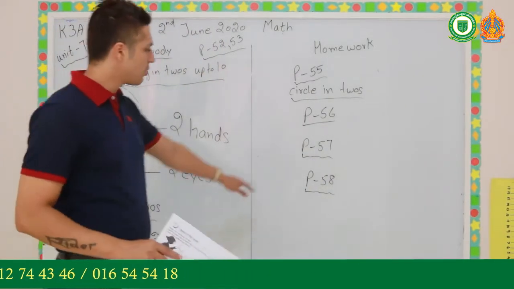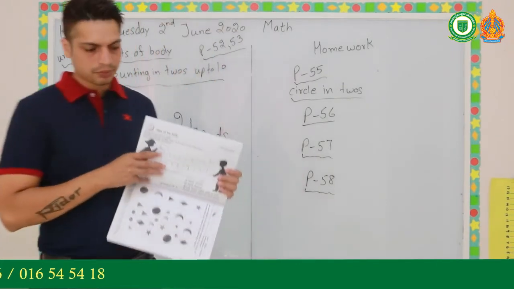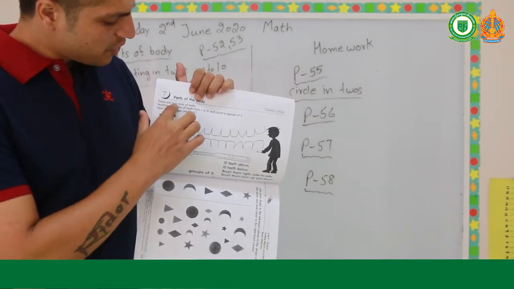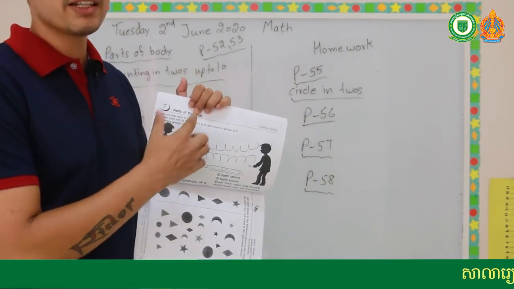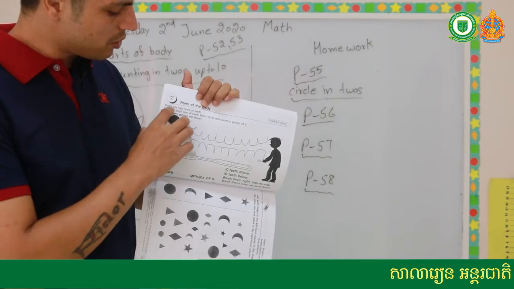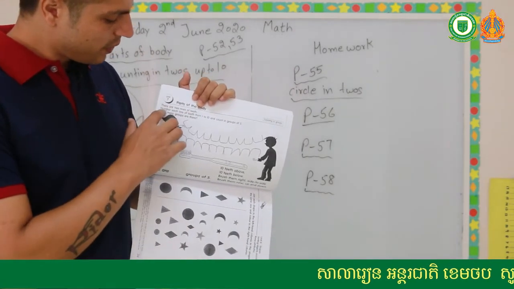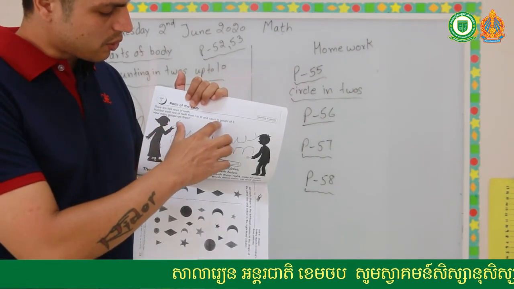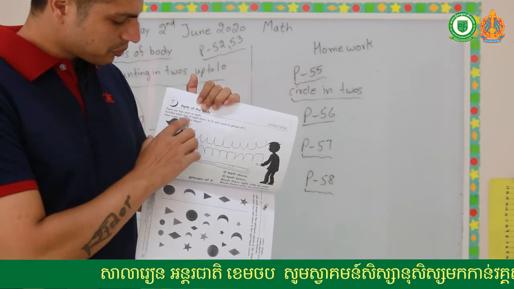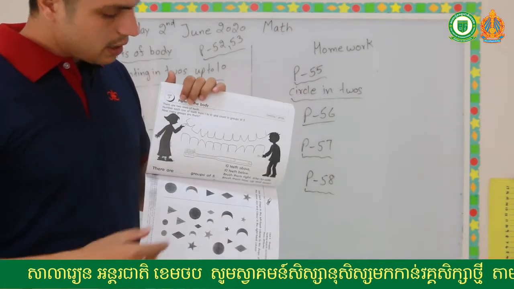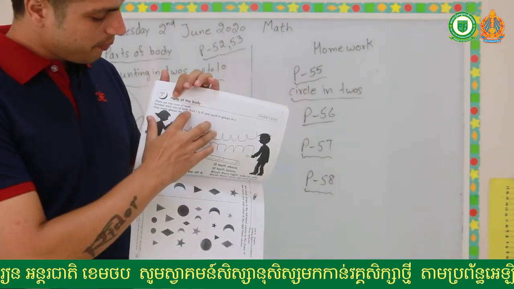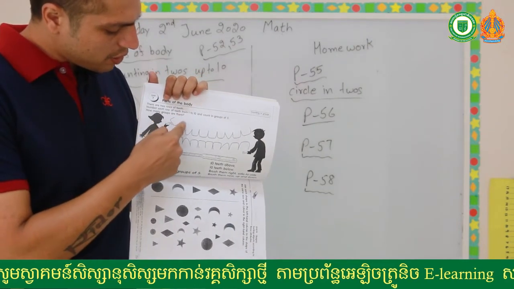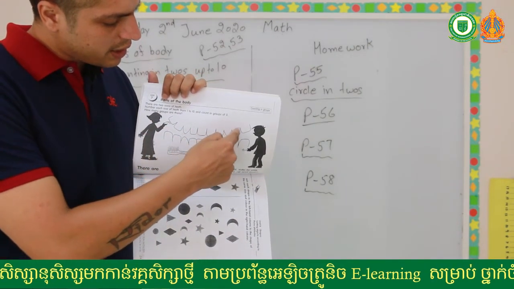Next, page number 58. Your next homework is on page number 58. There are 2 rows of teeth. We all have teeth in the mouth. So there are 2 rows of teeth. Number each row of teeth from 1 to 10 and count in groups of 5s. How many groups are there? So you need to number from 1 to 10. So start from here. 1, 2, 3, 4, 5, 6, 7, 8, 9, 10.